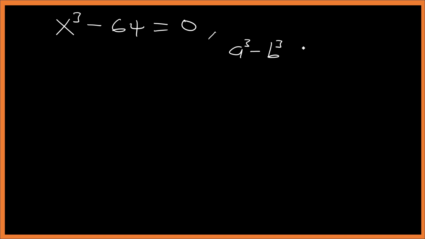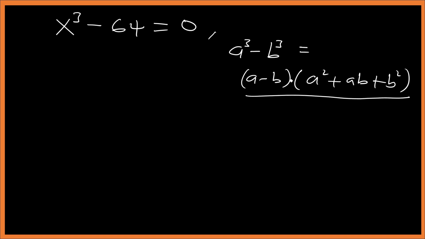All right. So x cube minus 64 equal to 0. Now, when you are given a cube minus b cube, it is the same as a minus b times a squared plus ab plus b squared. So we call this one difference of cubes. Okay. All right. So let's focus on this.